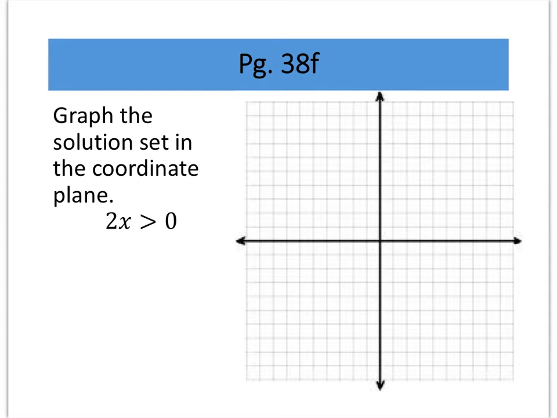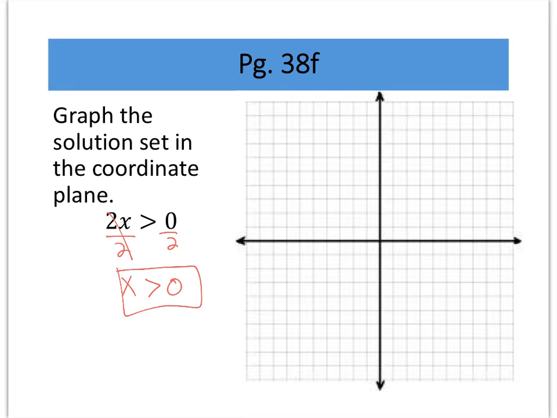2x is greater than 0. Well, this is kind of a tricky one because it is in y equals mx plus b form, but there's no y. So this is a one variable inequality, and that's a little tricky because which values of x are 2 times whatever is greater than 0? Well, if I simplify and solve for x, divide by 2, x is going to be greater than 0 divided by 2 is 0. So this is also a true statement.